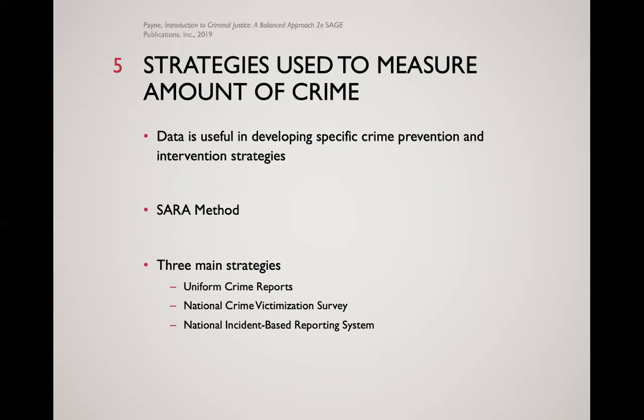So there are 3 main strategies, essentially 3 main databases, that we have in the United States that we use for crime data. We have the Uniform Crime Reports, the National Crime Victimization Survey, and the National Incident-Based Reporting System. They all have their own acronyms, and they're all employed by different people.